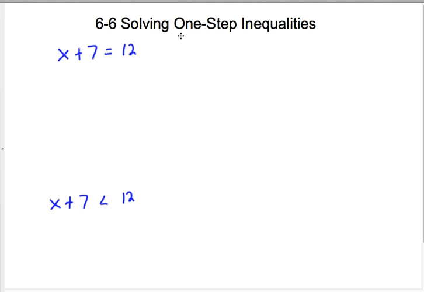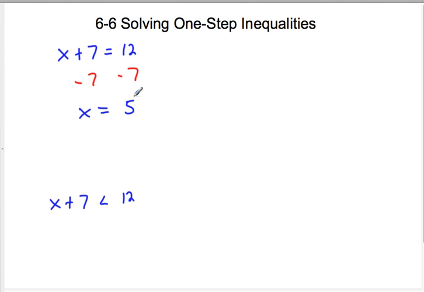In this video I'll be talking about solving one-step inequalities. A long time ago in a galaxy far, far away, we solved equations that look like this: x plus 7 equals 12. And you probably remember that to figure out what x is, we just need to isolate it by getting rid of the other stuff. So in this case, x is going to equal 5.